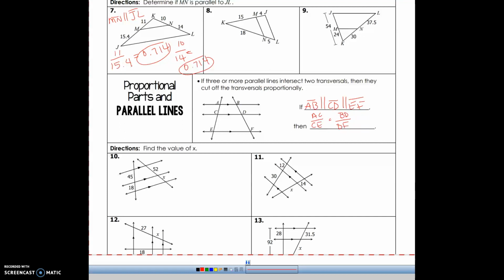Okay, let's look at number 10 really quick. Do I have 3 sets of parallel lines? Yes. Are they cut by 2 transversals? Yes. So I can find x very easily, setting up that proportion.